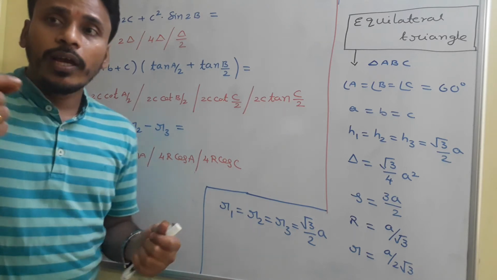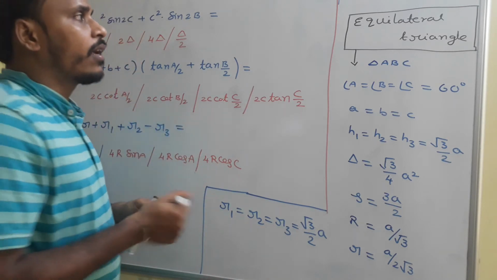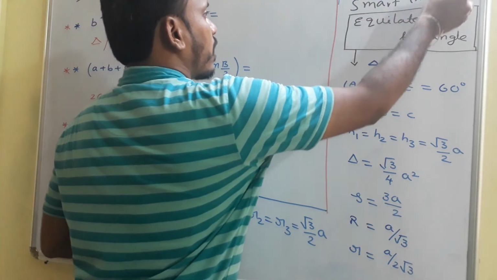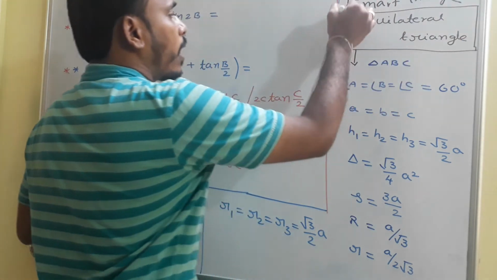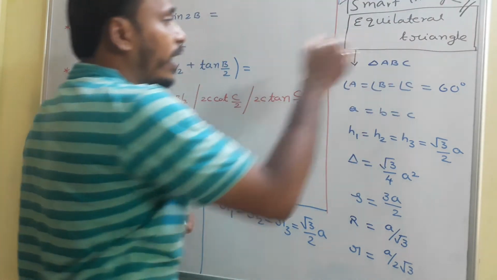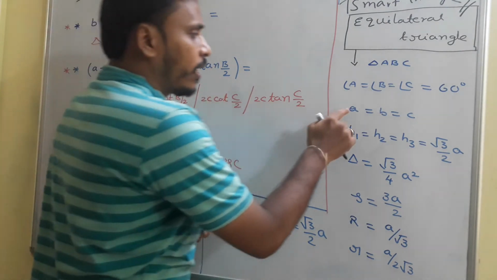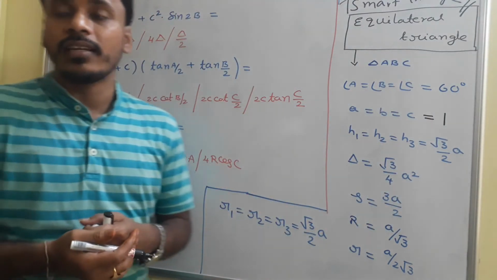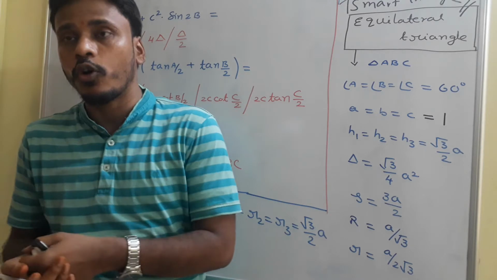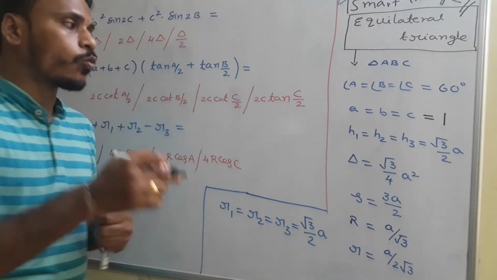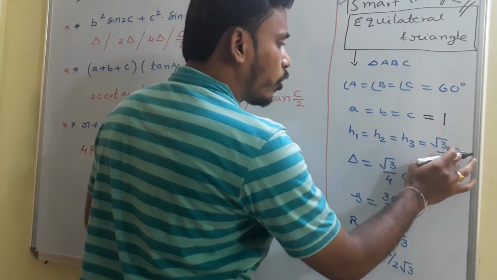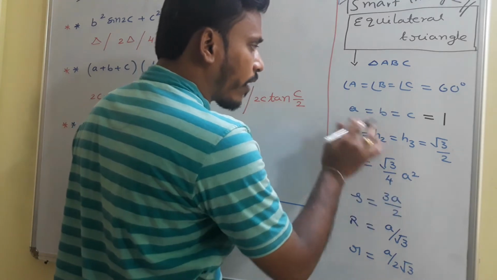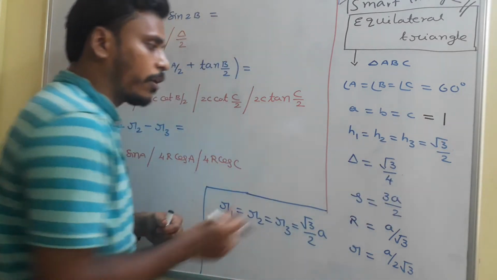I always remember one particular triangle, and I call it a smart triangle. In my point of view, the smart triangle is simply an equilateral triangle with a side length of 1 unit: a = b = c = 1. In an equilateral triangle all the sides are equal. I don't know whether it is 2, 3, or 4, but if it is 1, what will happen? Then the height is root 3 by 2 into 1, that means root 3 by 2. Area is root 3 by 4 a square, and a is 1 because all the sides are 1, so area is root 3 by 4.